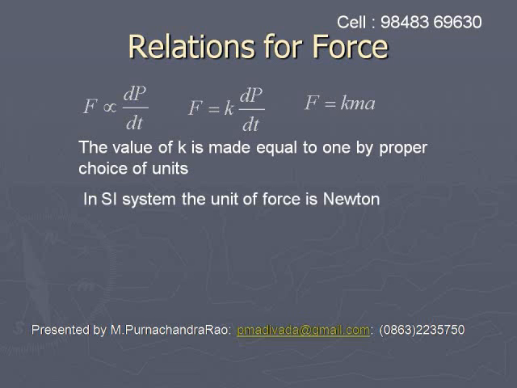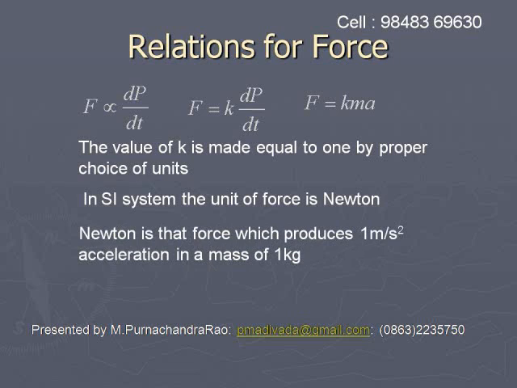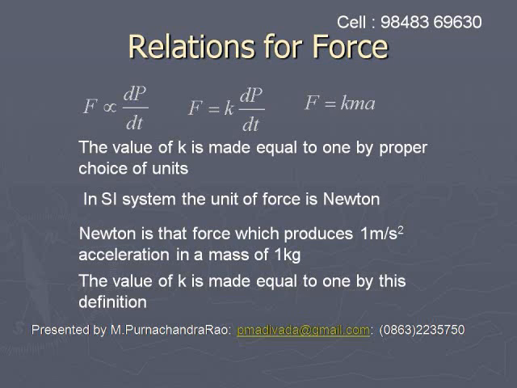Suppose if you take SI system. In the SI system, the unit of force is Newton. So, F is equal to 1 when m is equal to 1 and a is equal to 1. Like this, we define Newton. That is, Newton is that force which produces 1 meter per second square acceleration in a mass of 1 kg. By using this definition, we make k is equal to 1.